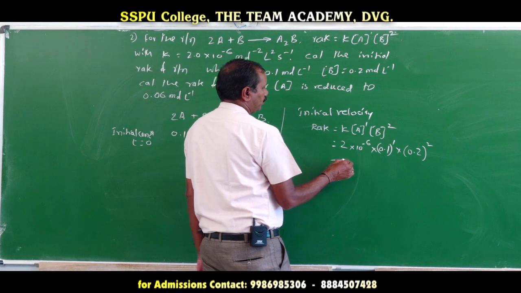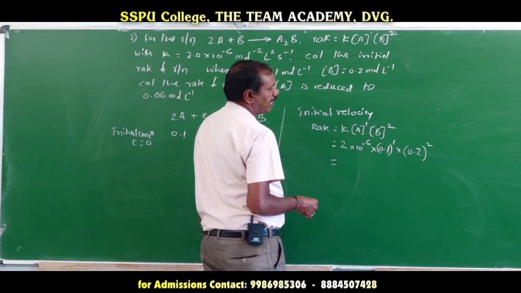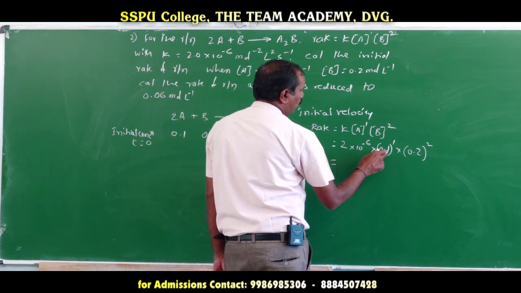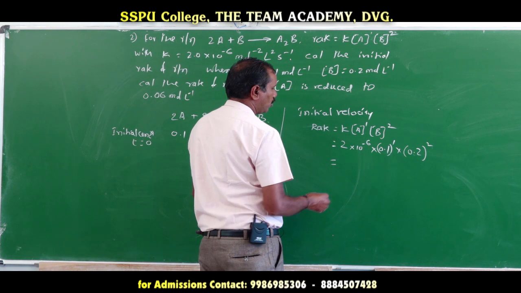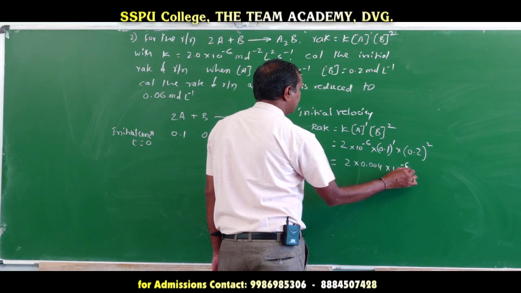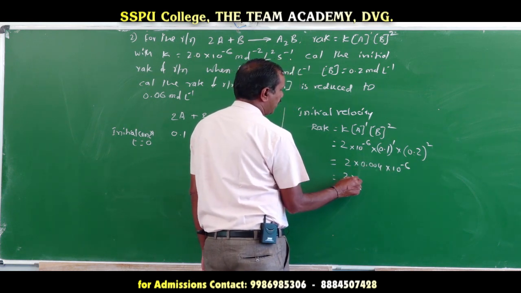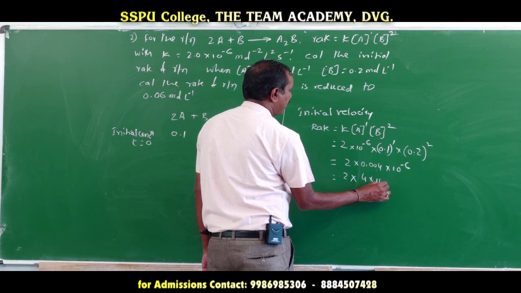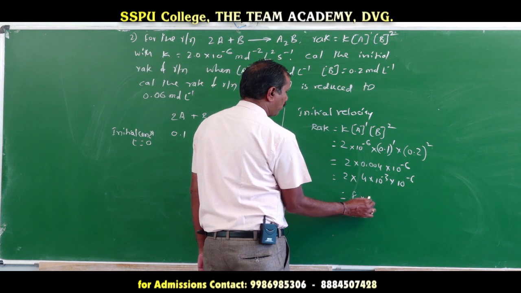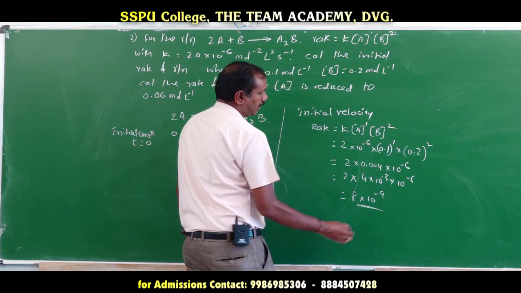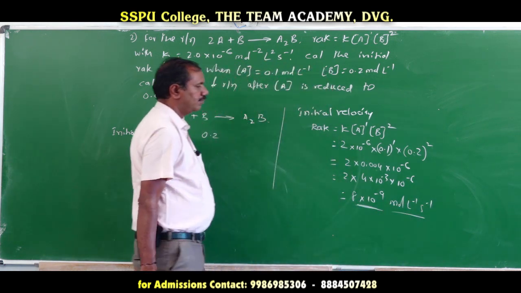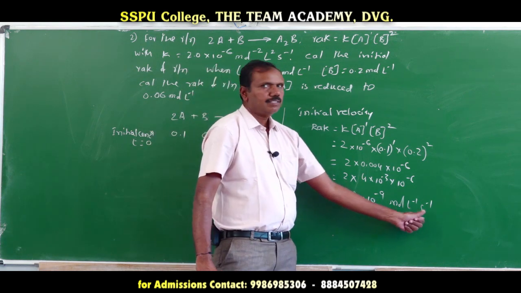Now, 0.1 to the power 1 is nothing but 0.1. 0.2 to the power of 2 is nothing but 0.04. 0.04 into 0.1 is 0.004. Then 2 into 0.004 into 10 to the power of minus 6, so we may write 2 into 4 into 10 to the power of minus 3, into 10 to the power of minus 6. So 8 into 10 to the power of minus 9. Rate is nothing but mole per liter per second, change in concentration, that is mole per liter, divided by second.